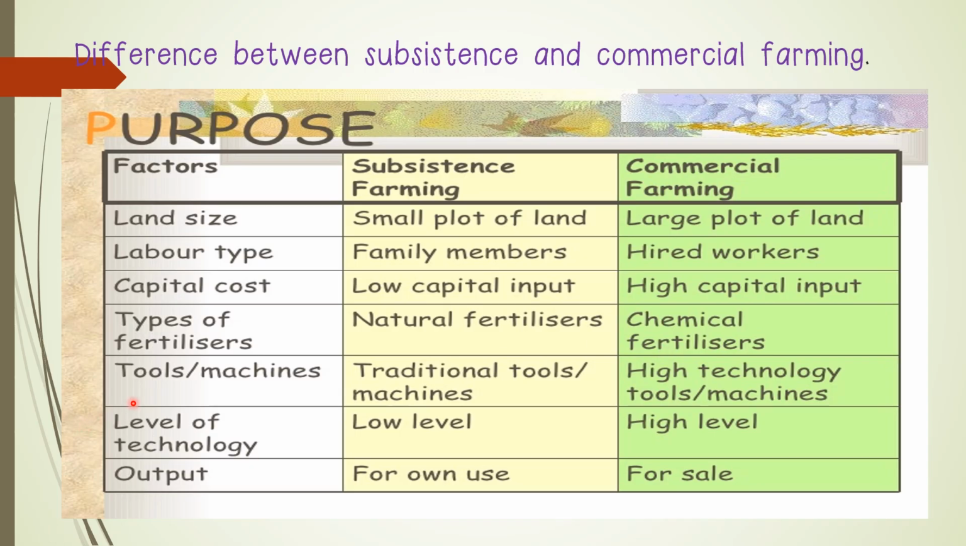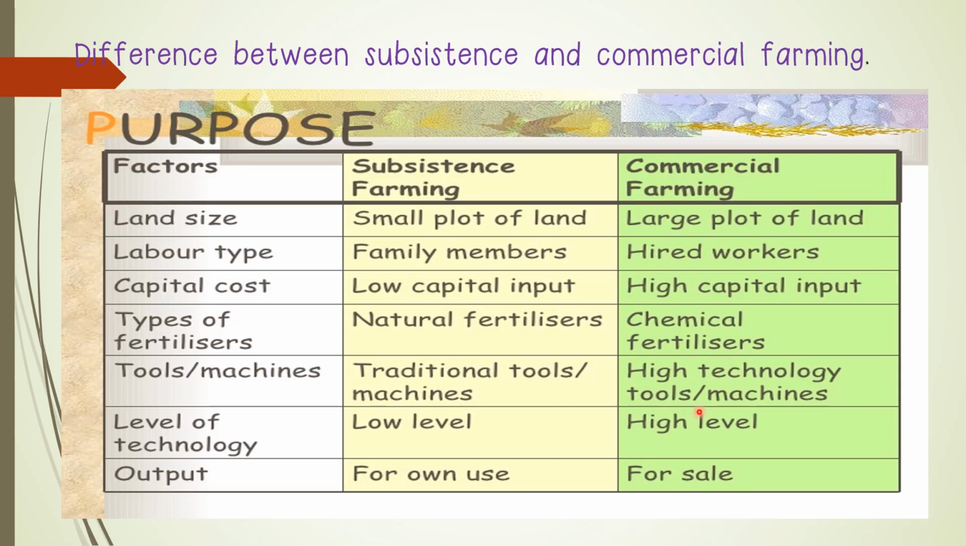Then we have the tools and the machines. Now, in a subsistence farm, they use traditional tools and machines. For example, maybe they'll have a slasher to remove the wheat, or they will manually go and remove the crops from the ground because they don't need huge machinery to do it because it's just a small plot of land that they are working on.